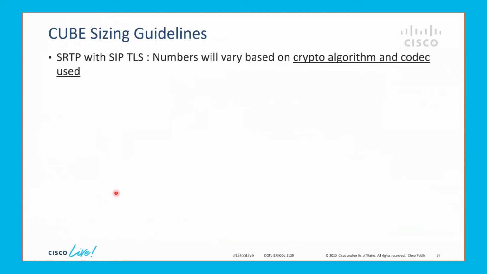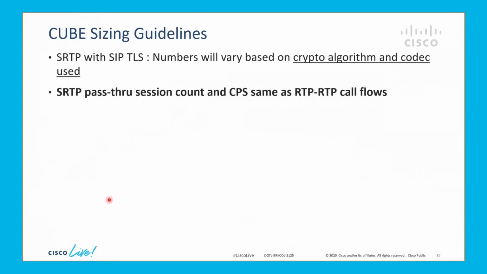We will also show numbers with various different SRTP over SIP TLS, basically various different crypto and codecs used when it comes to SRTP. The SRTP numbers will be for SRTP crypto A to SRTP crypto B, meaning you will have to get the SRTP packet, decrypt it, and encrypt it again with a different crypto and send it out. Or it can be SRTP to SRTP using the same crypto, but still in that call flow Cube gets the packet, decrypts it and re-encrypts it.